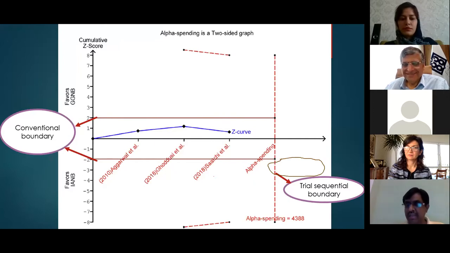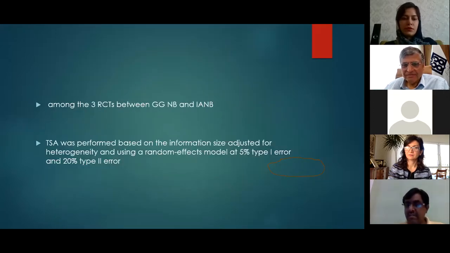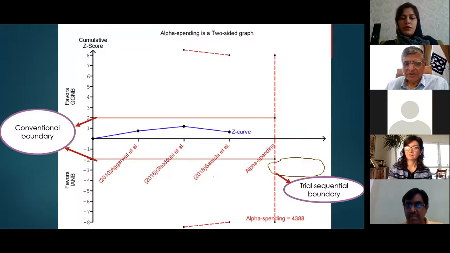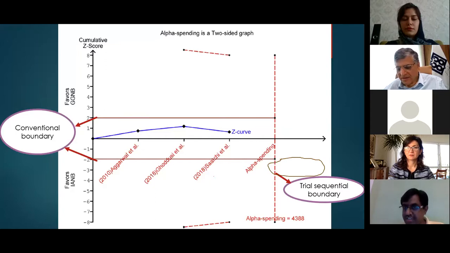So in this image, you just return to the same image. In this image, if you see, my Z curve has only 53 samples. It is not crossing my dotted lines. So what is my interpretation? The meta-analysis is not confirmed. The result is not confirmed.